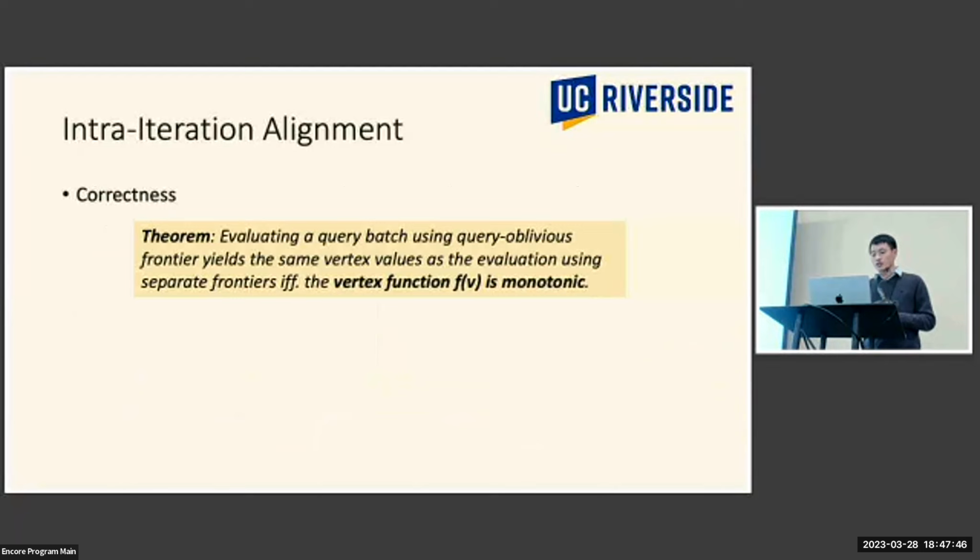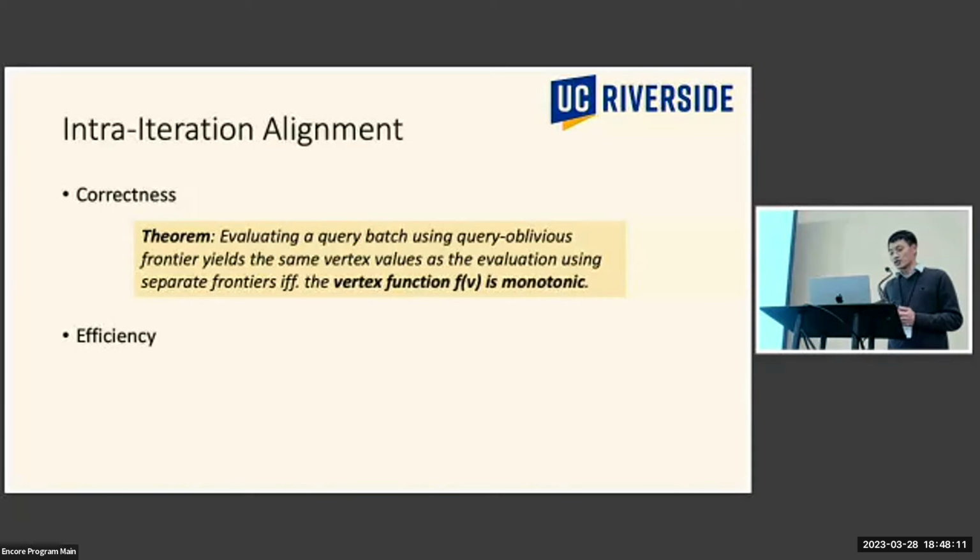So the first question you may have is, is this correct? We have proved that as long as the vertex function that we use to evaluate each query is monotonic, then we can guarantee that these extra evaluations won't change the final results. And fortunately, that already covers a group of commonly used graph problems.